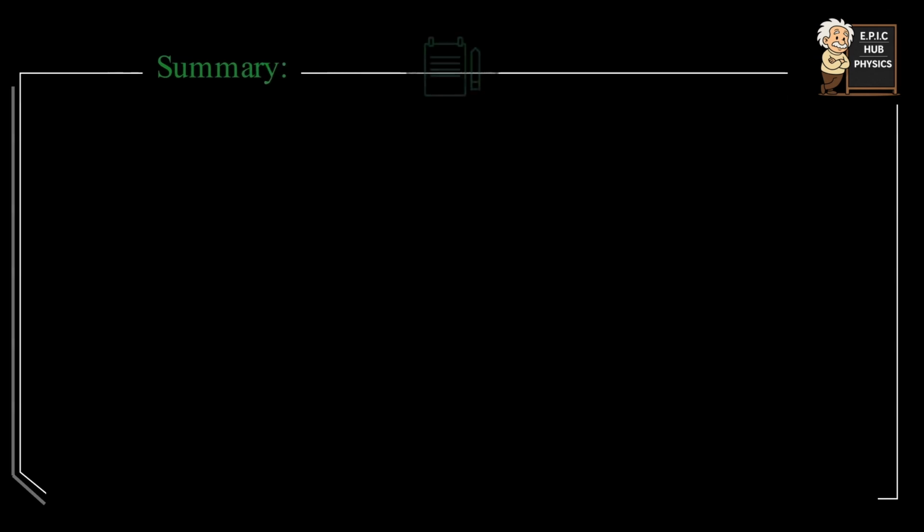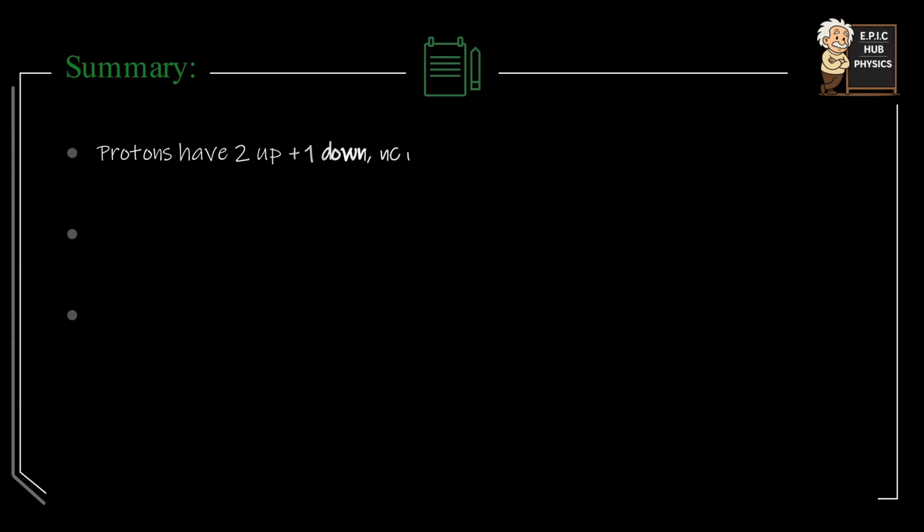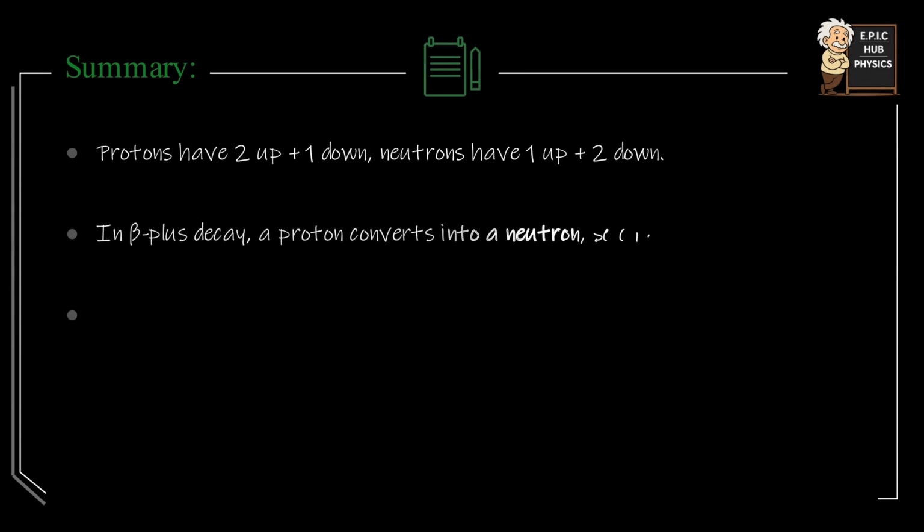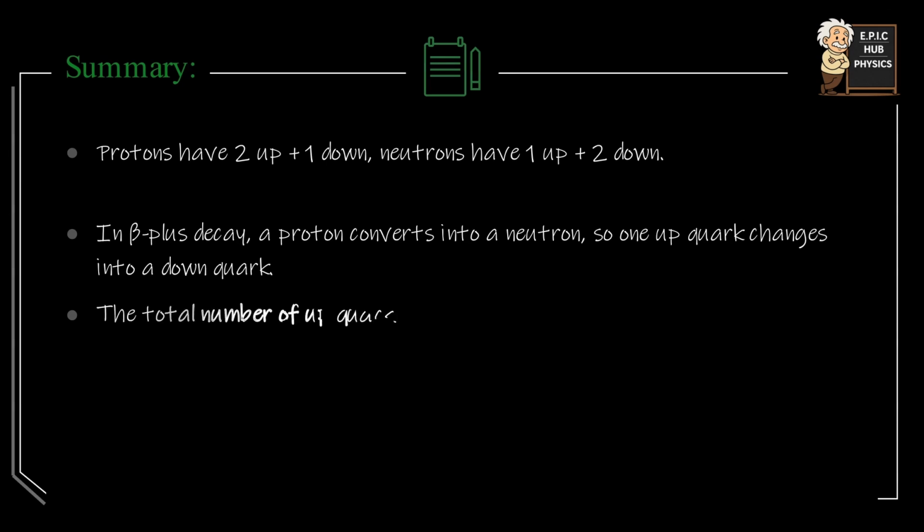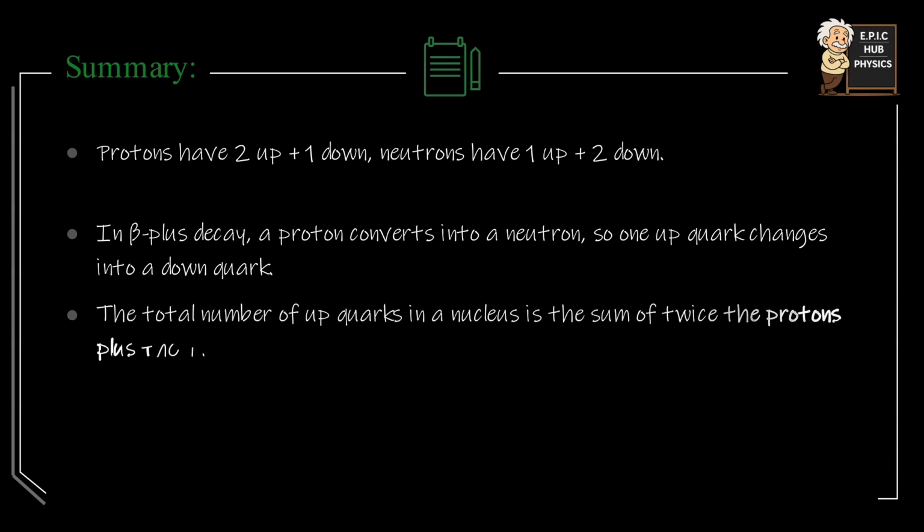Here's the summary of the essential ideas. Protons have 2 up quarks and 1 down quark each, while neutrons have 1 up quark and 2 down quarks each. Also, in a beta plus decay, a proton converts into a neutron, so 1 up quark changes into a down quark. Hence, the total number of up quarks in a nucleus is the sum of twice the number of protons and the number of neutrons.